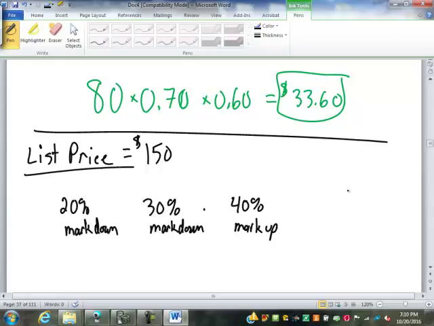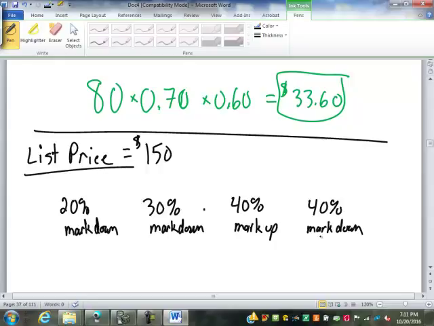And let's say now it continues to sit there and doesn't sell. And after a couple of months, they once again do a 40% markdown. Now I got a 40% markup followed by a 40% markdown. Can I just cancel them out?